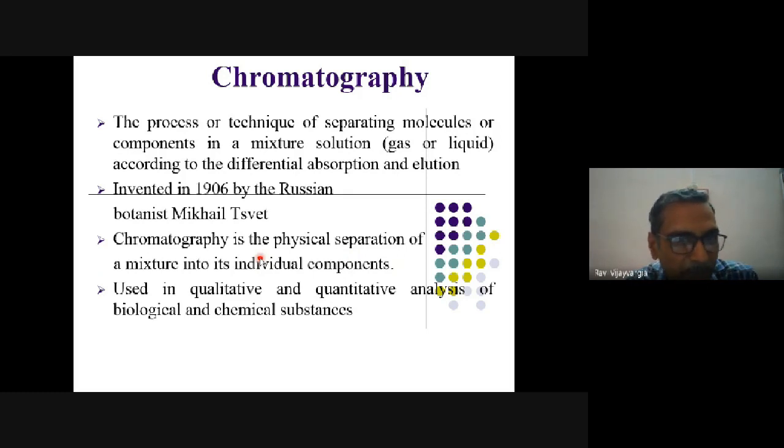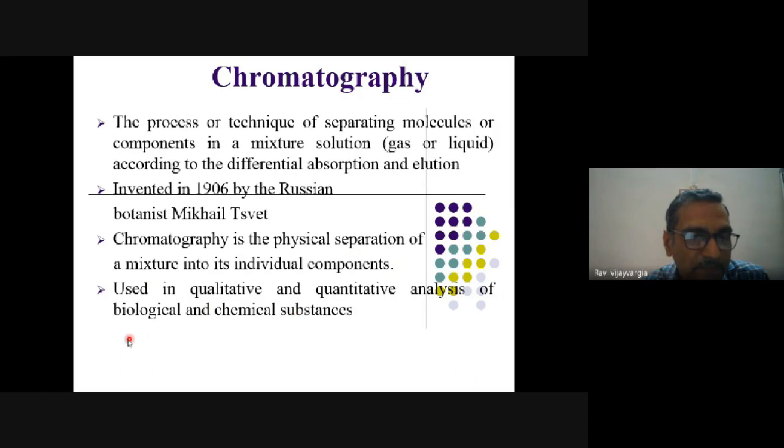Mixture of different pigments, plant pigments can also be separated by chromatography. Okay, so it can be any mixture. It can be a mixture of gases also. So in that case, we can use gas chromatography to separate. Also, chromatography is used in qualitative and quantitative analysis of biological as well as chemical substances.